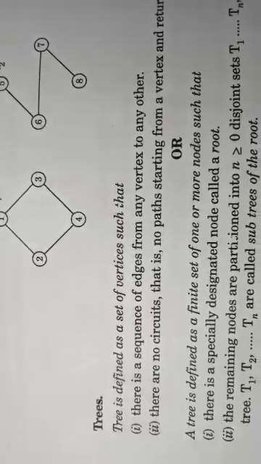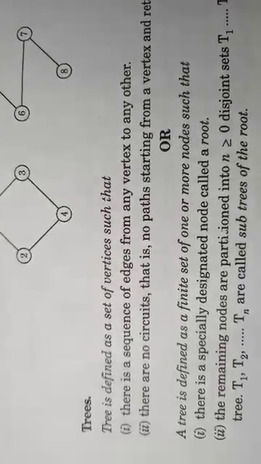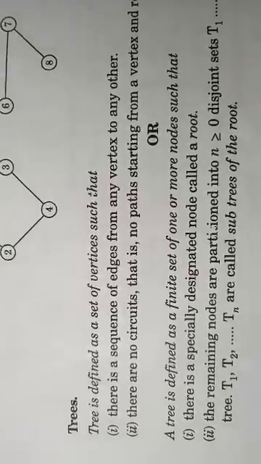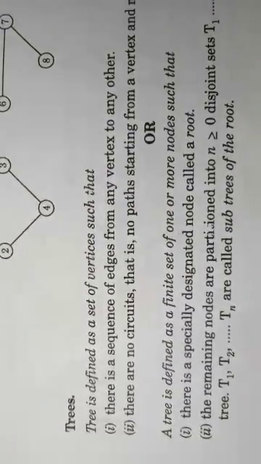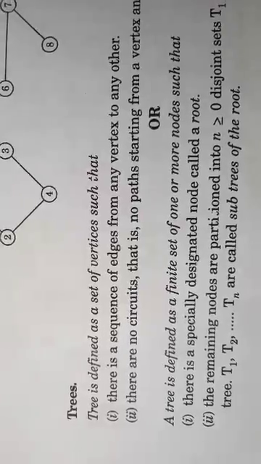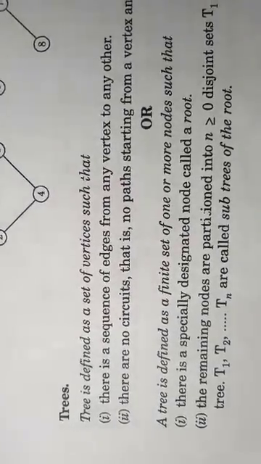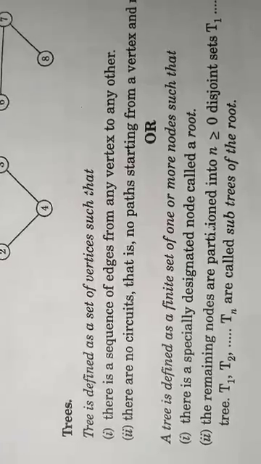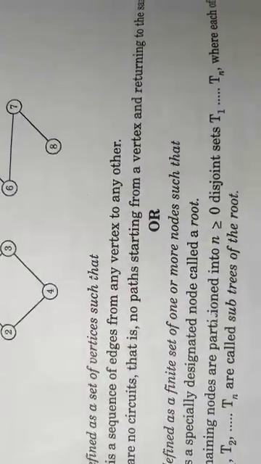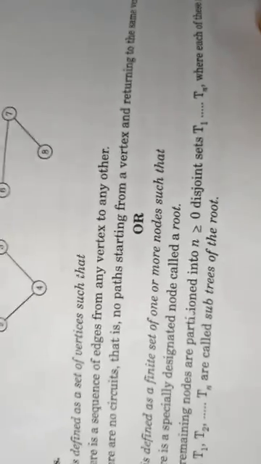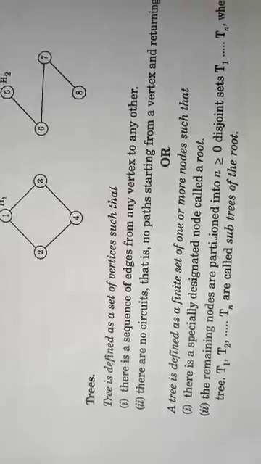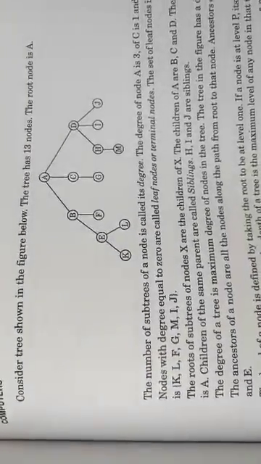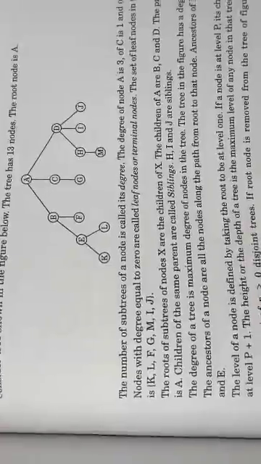A tree is defined as a finite set of one or more nodes such that there is a specially designated node called the root. The remaining nodes are partitioned into n greater than or equal to 0 disjoint sets T1, ..., Tn, where each of these sets is a tree. T1, T2, ..., Tn are called subtrees of the root. Okay, consider the tree shown in the figure below. The tree has 13 nodes. The root node is A.